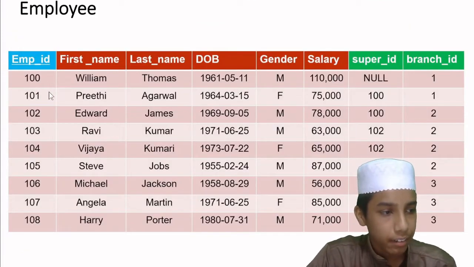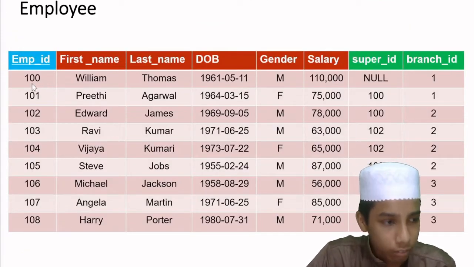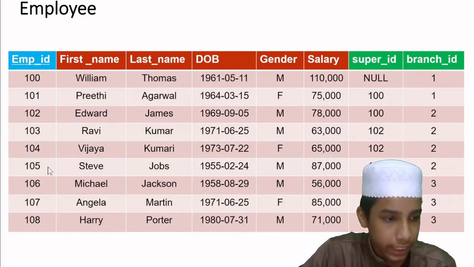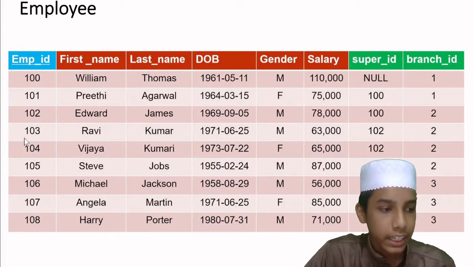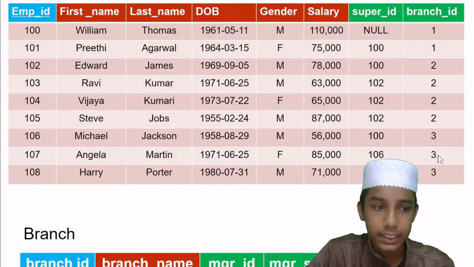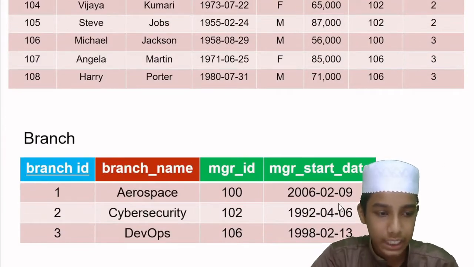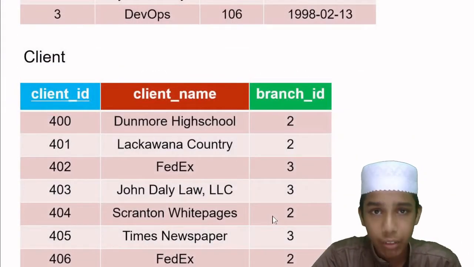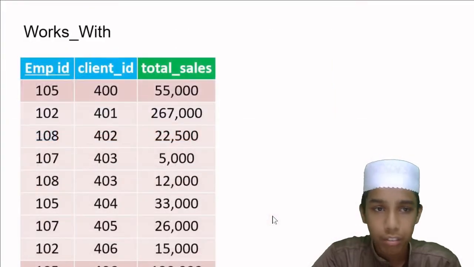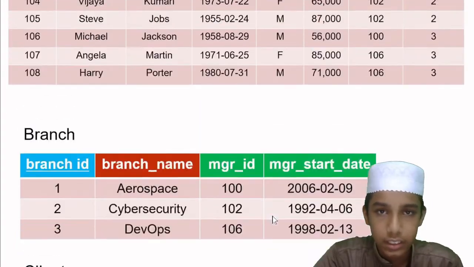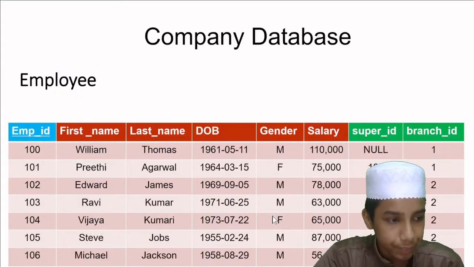Okay, but here I have modified that same employee table, like we had only 4 rows. So in that place I have added 8 rows, and then I have modified all of the things, and then I have created the branch table, I have modified that, and I have created a client table that I have not shown you in that video, and I have created branch supplier and branch works with table.